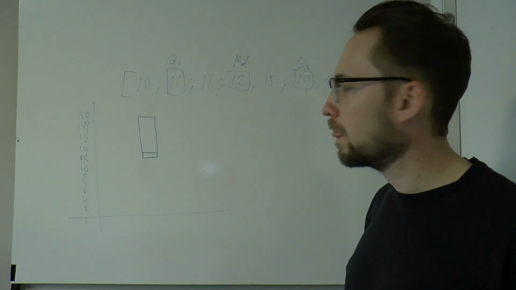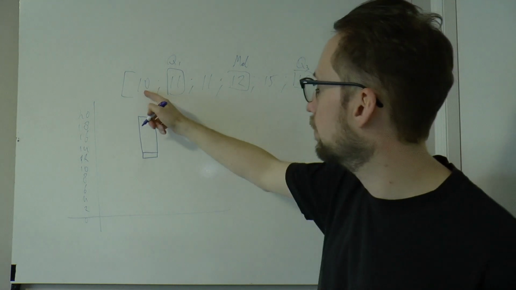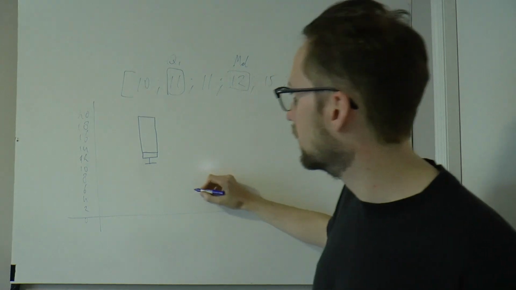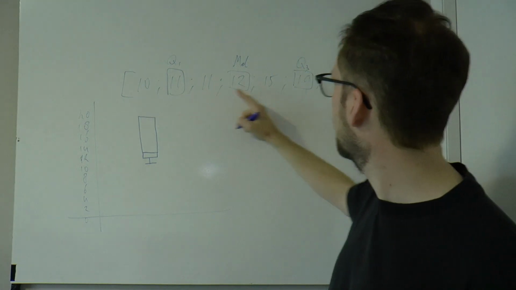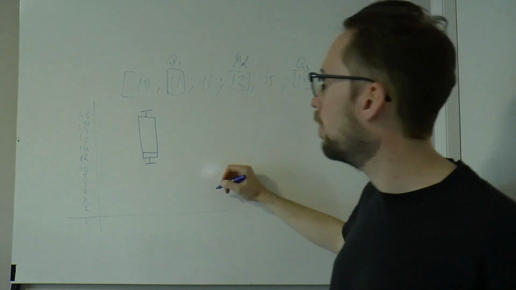Okay. What else goes in a box and whisker plot? The lowest and the highest value. Well, the lowest value is 10. I put that in like this. That's the whisker. And he has another whisker. The highest value, well, that's actually 20. Now I have a box and whisker plot.